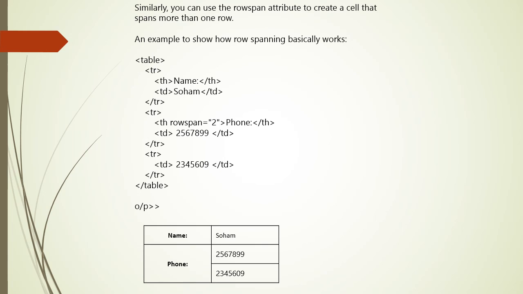Similarly, you can use the rowspan attribute to create a cell that spans more than one row. So with the same example, we can write it this way: instead of colspan, just say rowspan, and the output will look this way after spanning the rows.